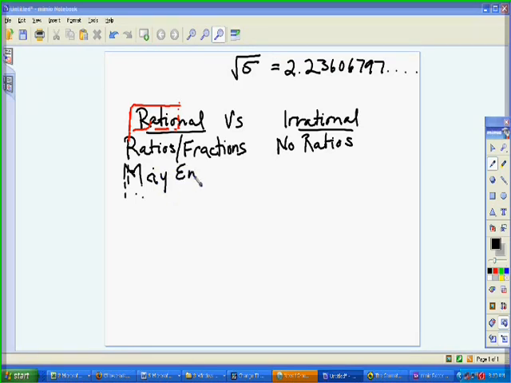They may end. What's another word for end? Terminating, okay? So they terminate or they may end. Now really, do any numbers really end? Give me a number that ends. 5 ends? And then it ends? There's nothing that comes after this?